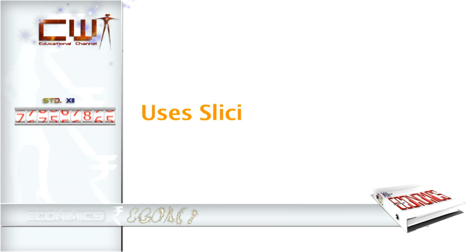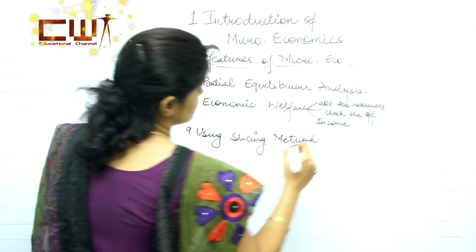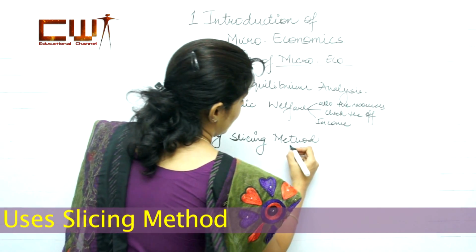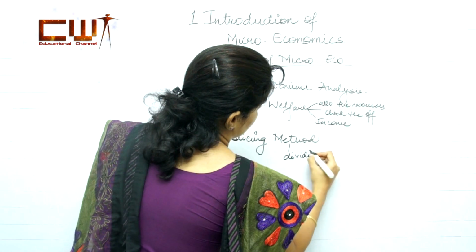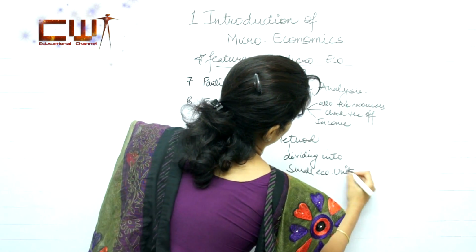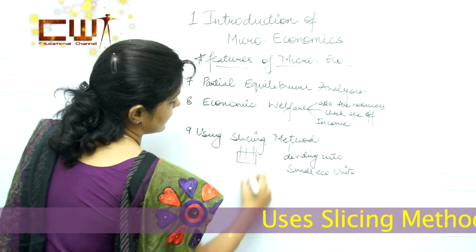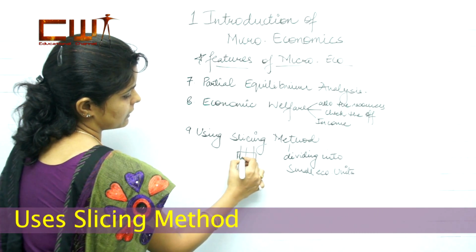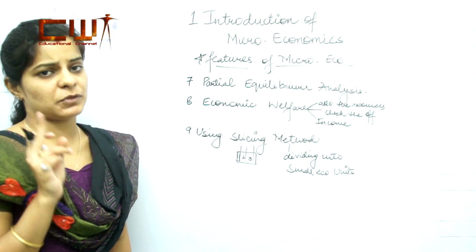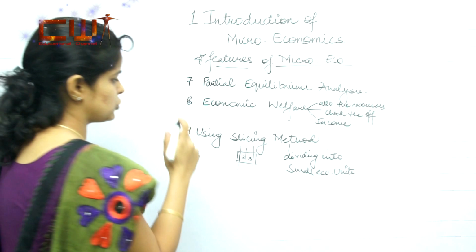Next feature is using the slicing method. This is another feature of microeconomics. Slicing means you are dividing the economy into small economic units, right? Slicing means you have a whole thing and you are slicing it. So you are dividing the economy: this is one unit, this is second unit, this is third unit. So dividing the economy into smaller units and doing an in-depth study, an individual study of the individual units. That is a feature of microeconomics.